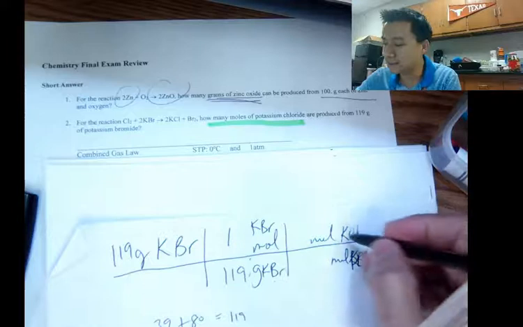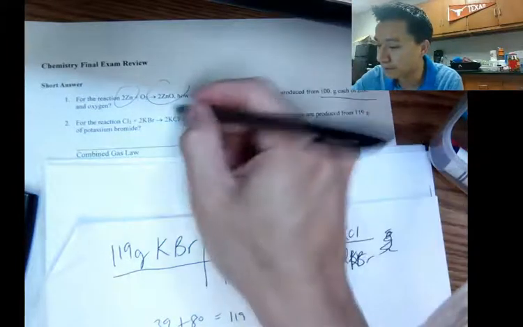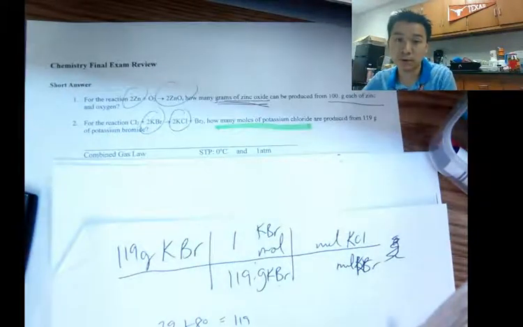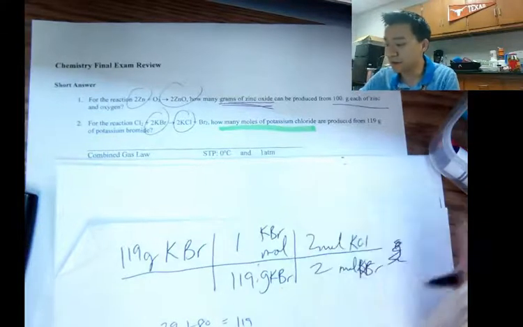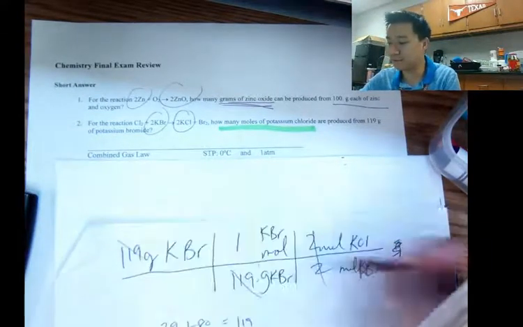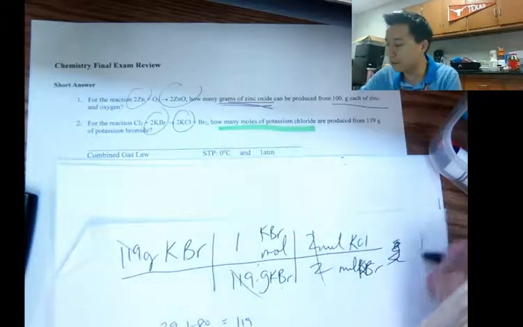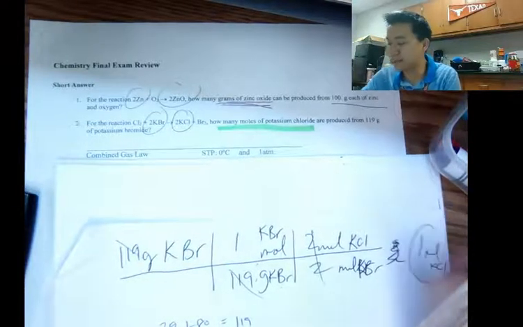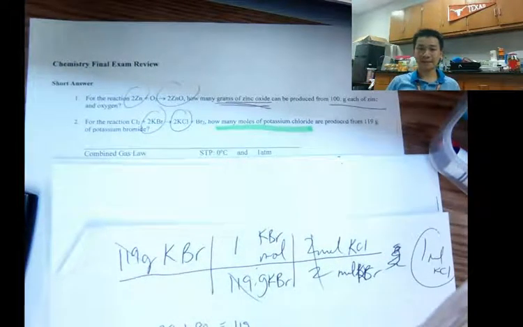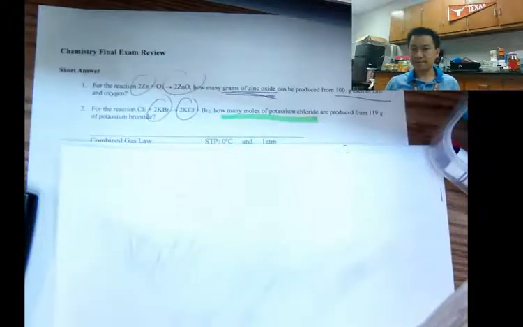And then KCl and KBr right here. Look at the equation. Mole and mole, 2 to 2. So they cancel out, and you multiply the top divided by the bottom, you get 1 mole of KCl. That's nice and sweet. Yes. Know the steps, know how to do these. Okay?